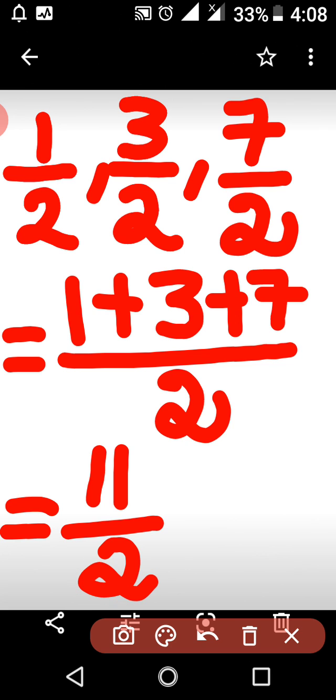11 by 2. Now verify, is it in simplest form or not? 11 is a prime number and 2 is also a prime number. There is no common factor for 11 and 2. That's why 11 by 2 is known as simplest form. Then the final answer is 11 by 2 only. Take one more example.